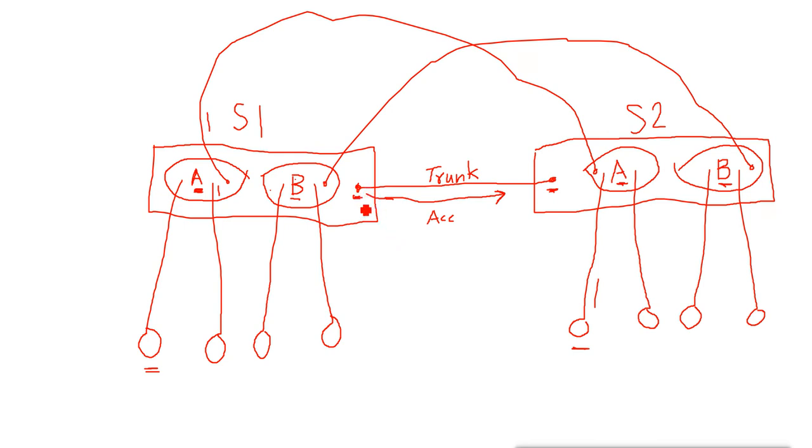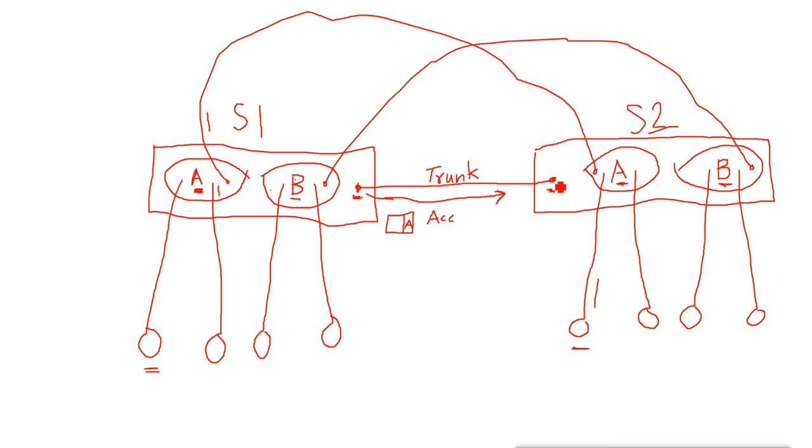When data goes out of this trunk port, it tags the data with the VLAN ID. So when the data is received on the other switch, the switch opens the packet and sees which VLAN the data belongs to. When data comes from VLAN A, this port will add the VLAN ID A, and then send the data on that port. Now the data will be received on this port on the other side.